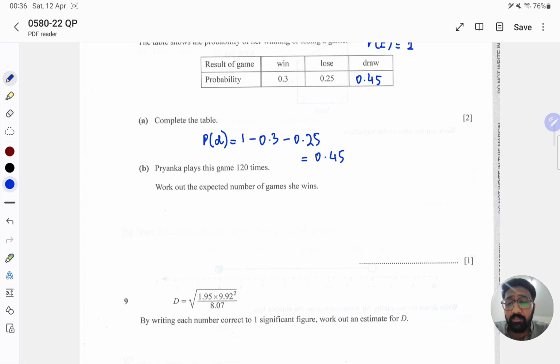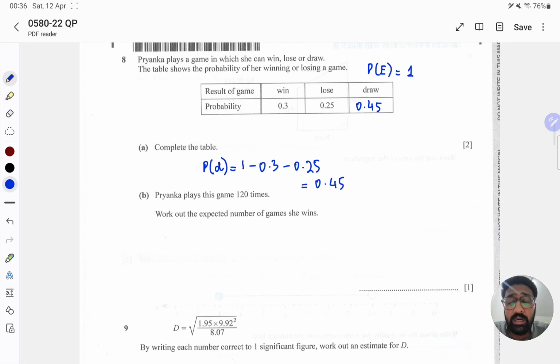Part B says Priyanka plays this game 120 times. So this is basically the frequency, or you can say the total number of times she is playing this game. Work out the expected number of games she is going to win.